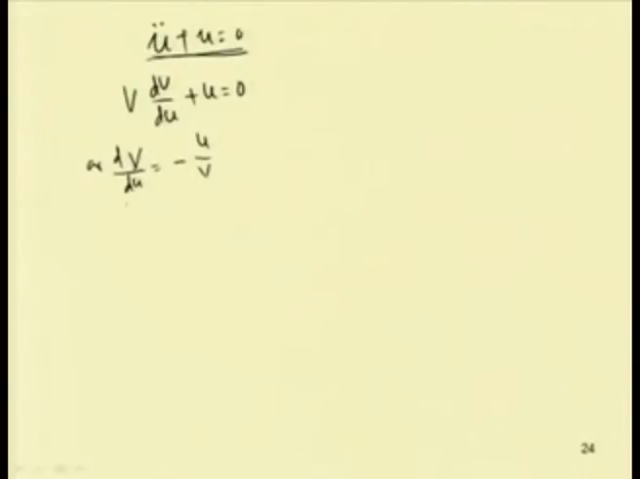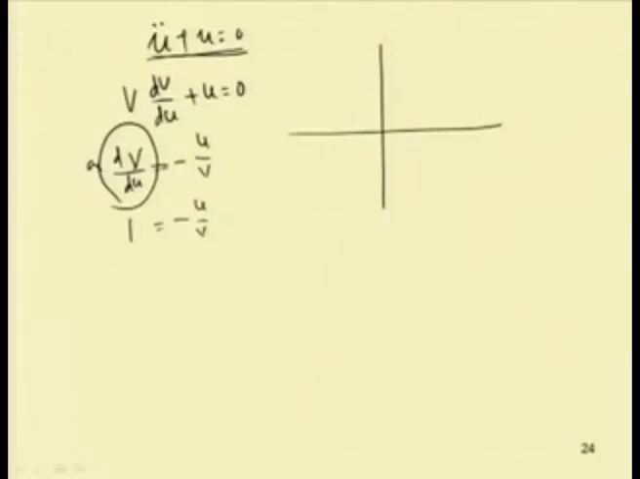So, now by taking different values of dv by du, for example, if one takes dv by du equal to 1, then this will be equal to u by v. If one plots this curve, let this be v and this be u. So, this represents a straight line with 135 degree slope. It makes an angle of 135 degrees with the u axis.